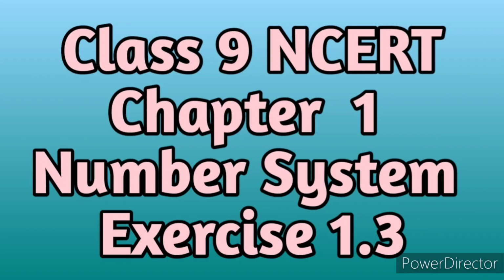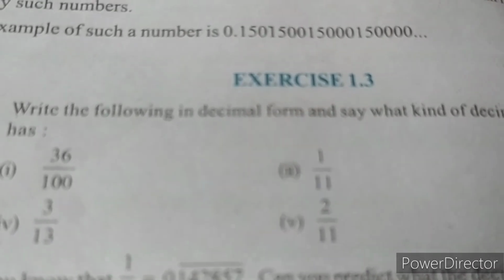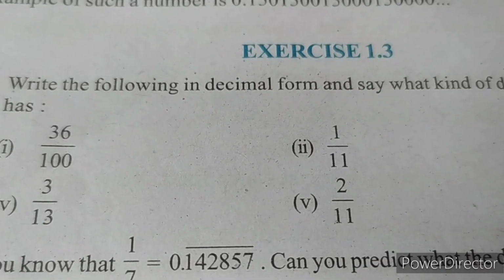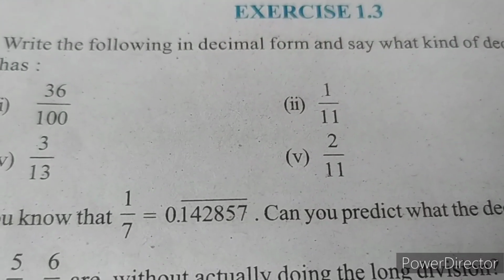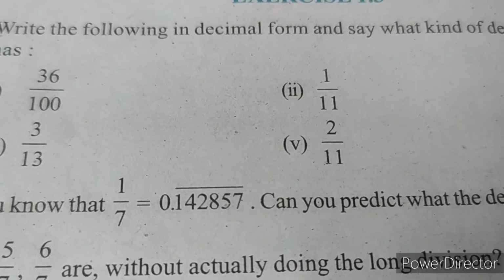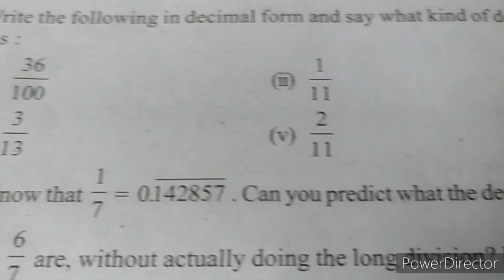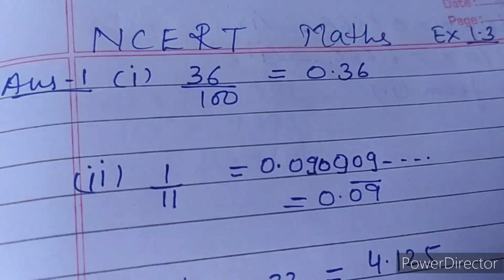Dear students, in this video I will solve exercise 1.3 of chapter 1 NCERT mathematics. Question number 1 is: write the following in decimal form and say what kind of decimal expansion it has, whether it is terminating or non-terminating repeating decimals. So let's come to the first question.